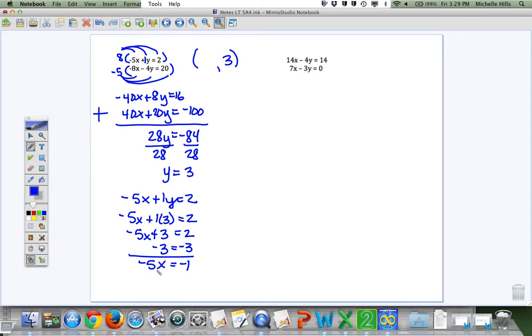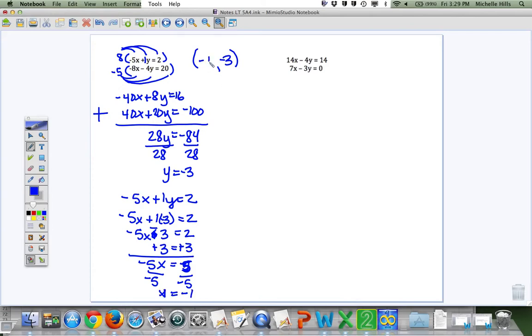Oh, here's why I know that I didn't have this. Negative 84 divided by positive 28 is a negative 3. So y times negative 3, which makes this minus 3. I would have to add 3 to both sides. So negative 5x equals positive 5. Dividing both sides by negative 5, x would equal negative 1.